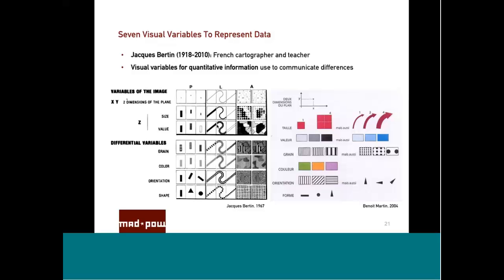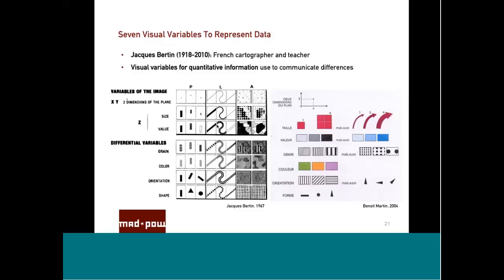And early in his career, around 1967-68, Bertin developed a system which he called the visual variables for quantitative information. He was focusing at that time really on educating people who were doing maps and diagrams, print, and he formalized these 7 variables as essentially the atoms, the primary material that you use to communicate differences when you're doing maps and diagrams.